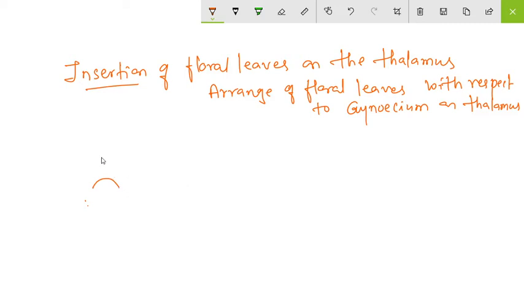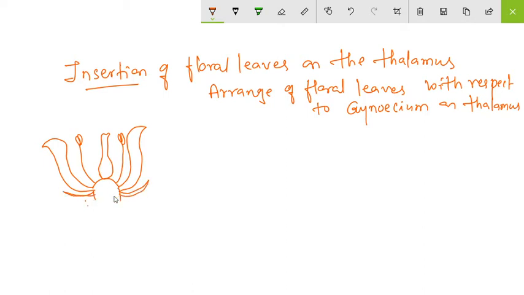In such a condition, the gynoecium is present at the tip or at the uppermost position, and below the gynoecium, the androecium, then corolla and the calyx are situated.